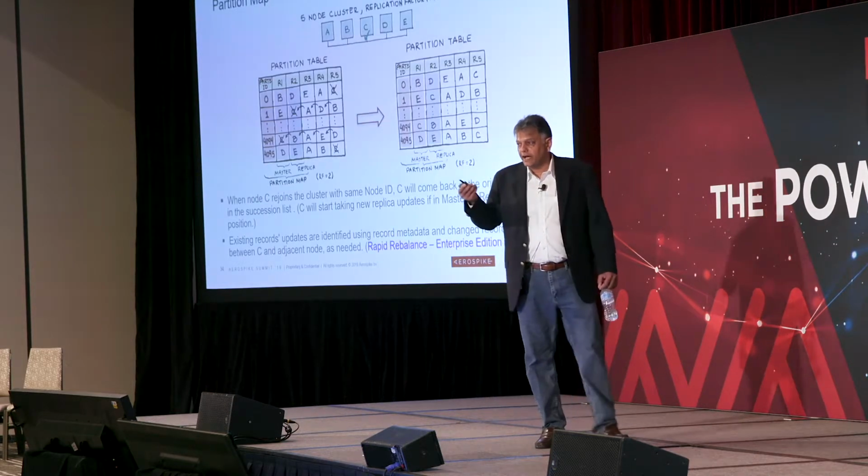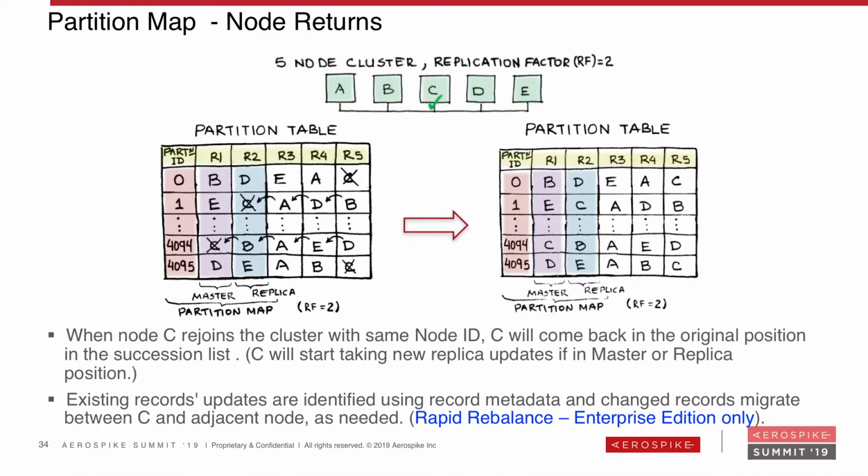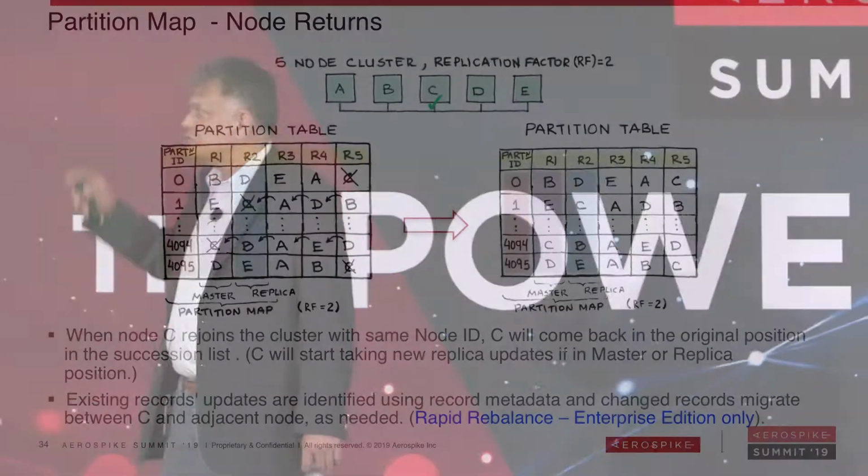And if it returns back, the way we do the hashing algorithm of determining the succession list that I went through earlier, it'll come back exactly in the same position unless you have changed the node ID. So if you keep the same node ID and you come back, it'll come back exactly in the same position, which means it'll already have most of the data. And all it has to do is figure out the delta, and those delta migrations will occur, and you will be back up and running.